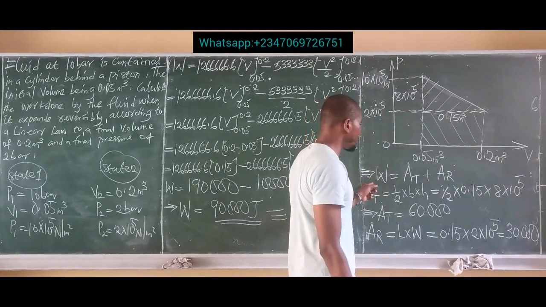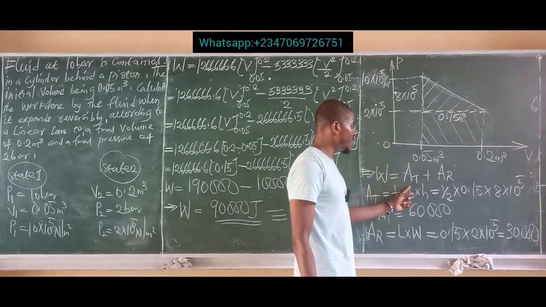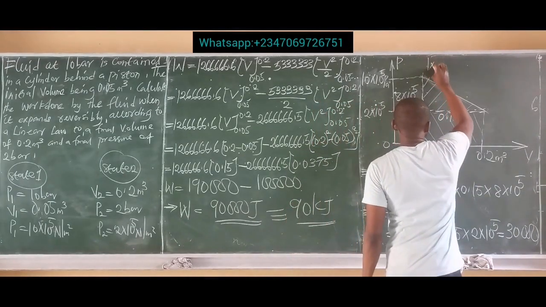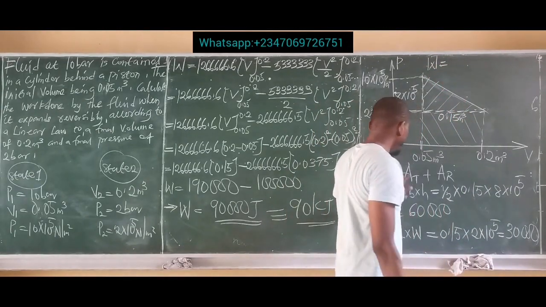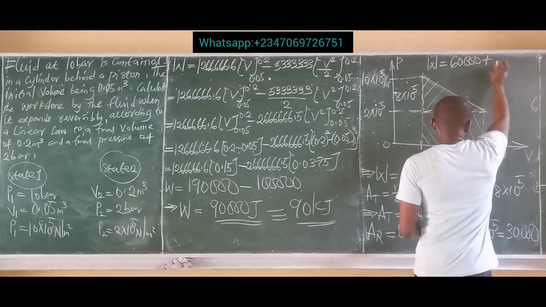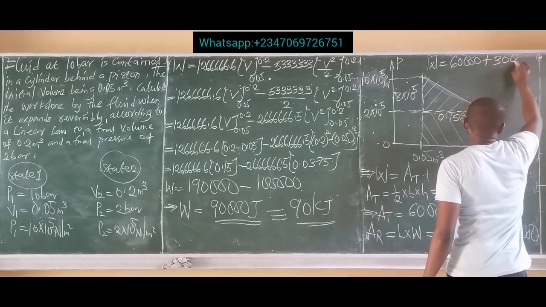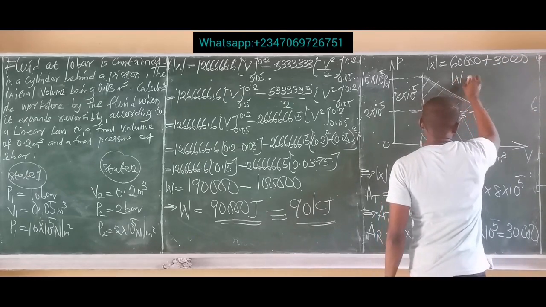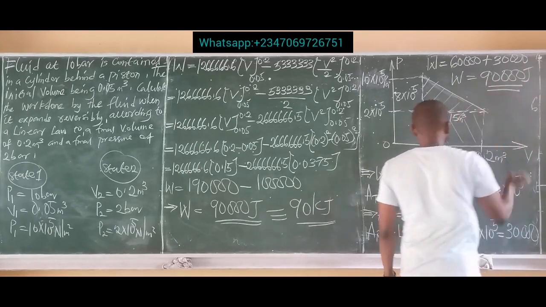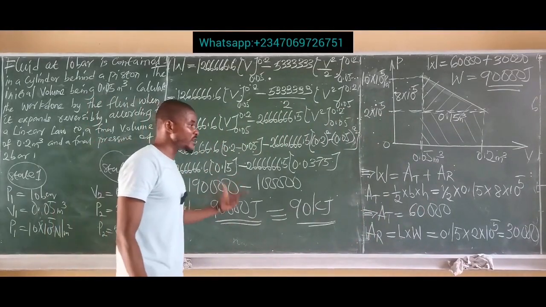And we said the work done is the sum of the area under the shaded region. So the sum of the area of the triangle and the area of the rectangle gives you the work done. Therefore, work done is equal to the area of the triangle, which gave us 60,000, plus the area of the rectangle, which gave us 30,000. If you add these two all up, it gives you 90,000 joules, which is the same answer as what we obtained using the main formula.